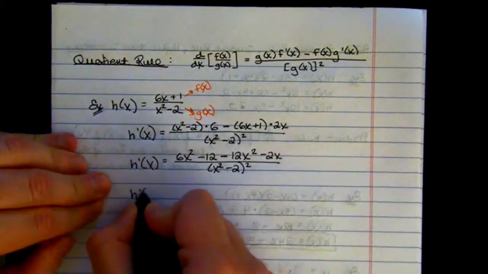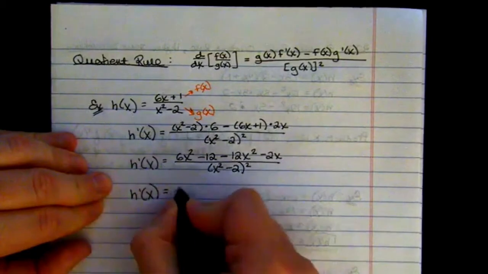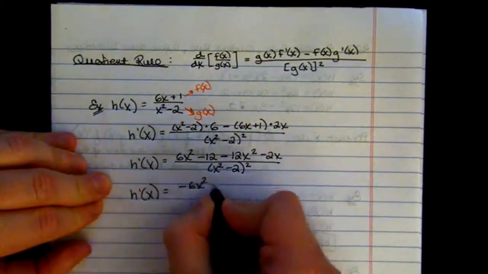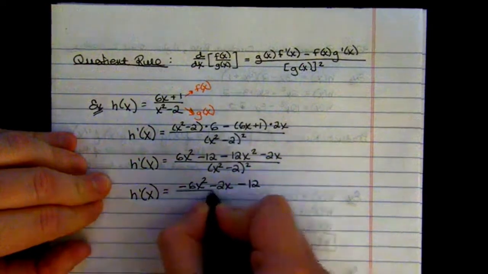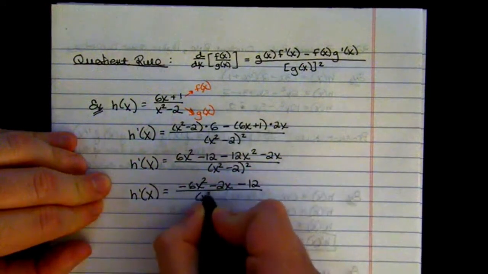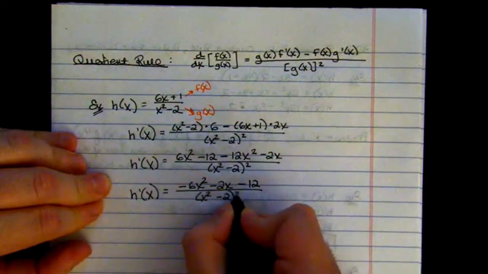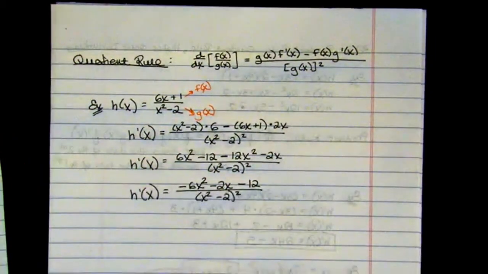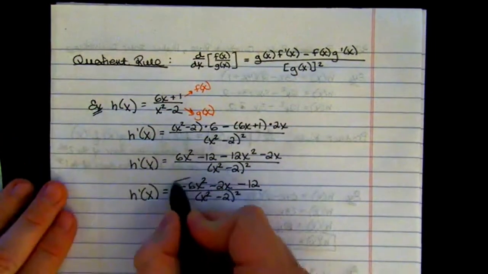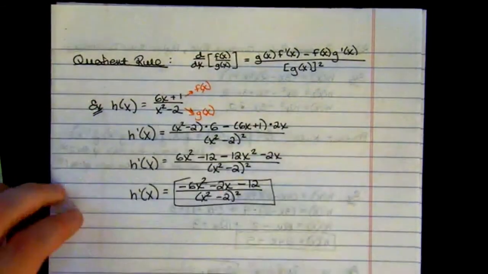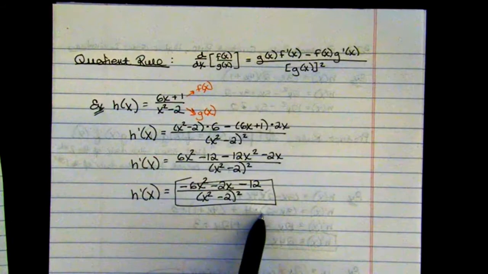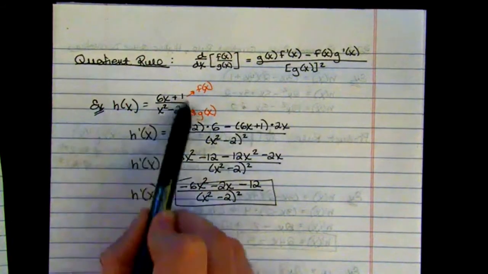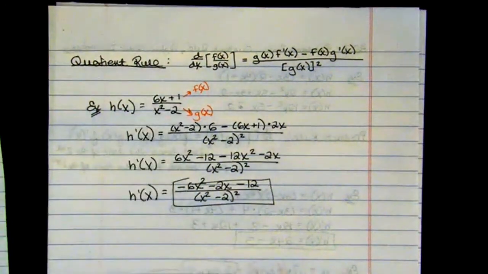And then hopefully you've combined like terms, and negative 6x squared minus 2x minus 12 over x squared minus 2 in parentheses squared. And that's our derivative of 6x plus 1 over x squared minus 2. This just gave us a formula that would tell us the slope of this function at any particular x value.